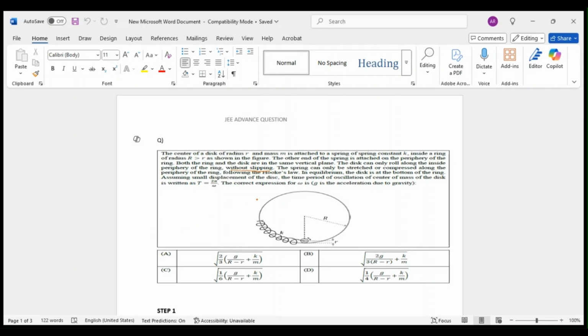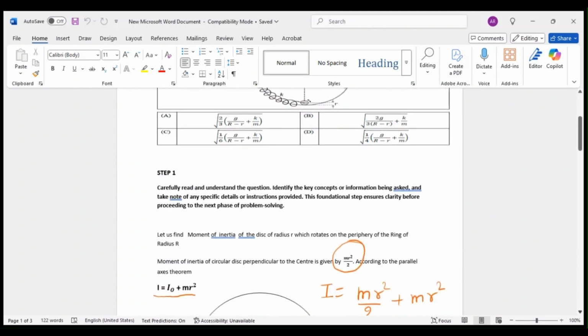Hello. In this question, there is a disk and a ring. A disk is of radius r and a ring is of radius capital R. The disk is attached to a spring, and the disk starts rotating, which is rotational motion.